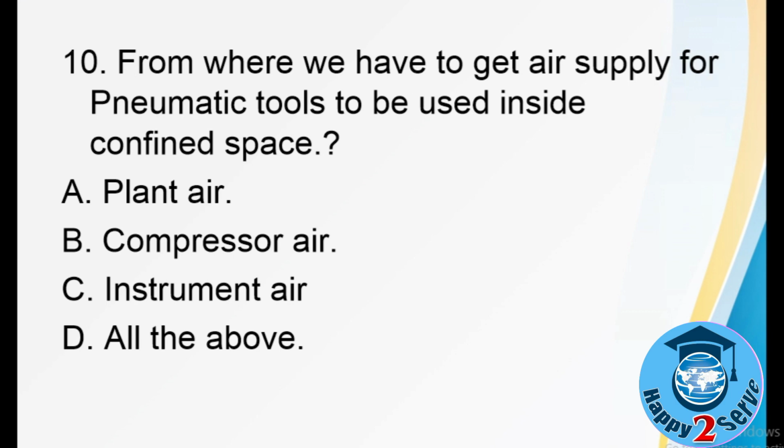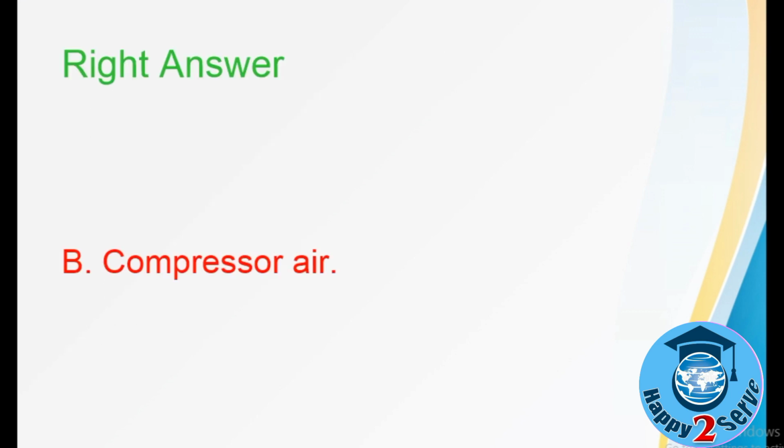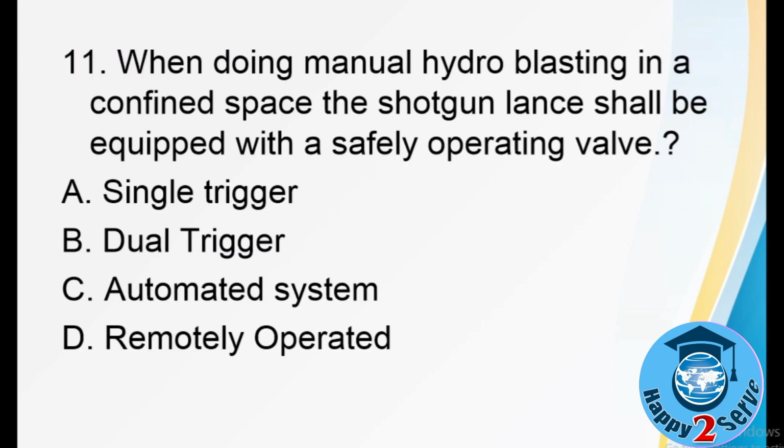10. From where do we have to get air supply for pneumatic tools to be used inside a confined space? A. Plant air. B. Compressor air. C. Instrument air. D. All the above. Right answer: B. Compressor air.